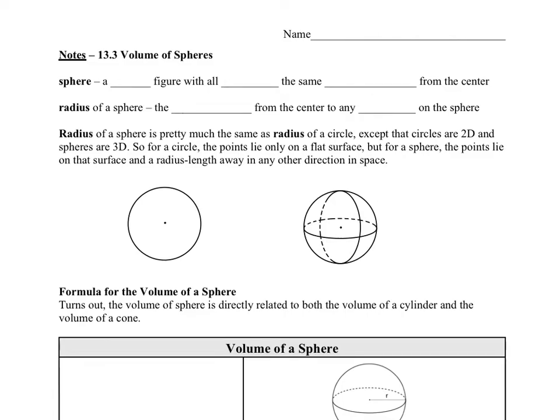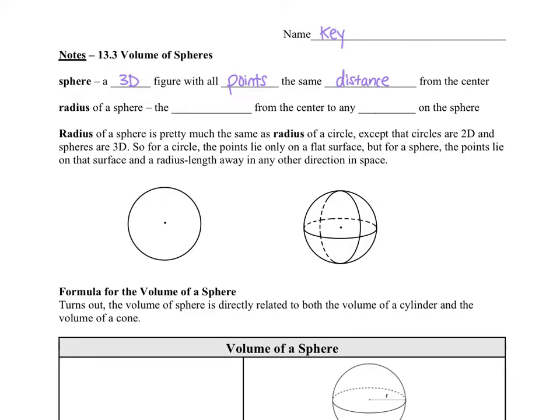This is 13.3, volume of spheres. So you've been learning about volume formulas for other three-dimensional objects. And so now we're going to talk about a sphere. A sphere is a three-dimensional, 3D, figure with all points that are on the sphere the same distance from the center.